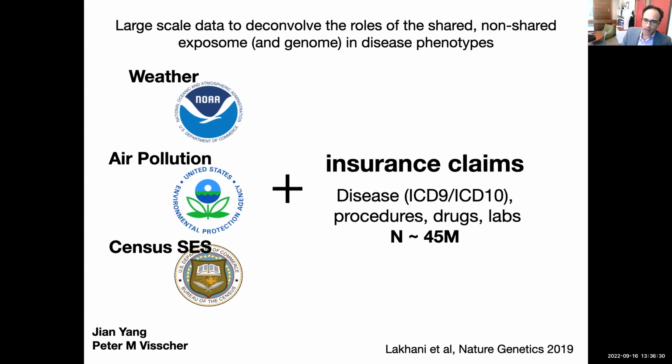And so to do this, we used another type of administrative set of data, not exactly a convenience data source, but an all-comers type of data source, an insurance claims data set. And we matched that up where people lived with things like weather, air pollution, and socioeconomic status. So classically like the classic environmental epidemiology studies that have taken place.